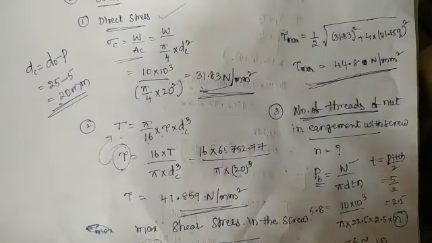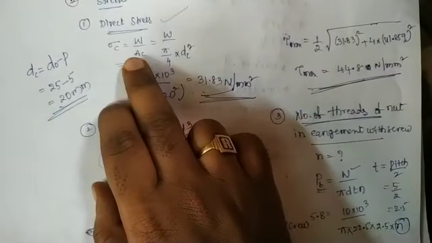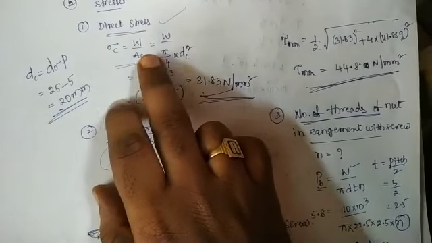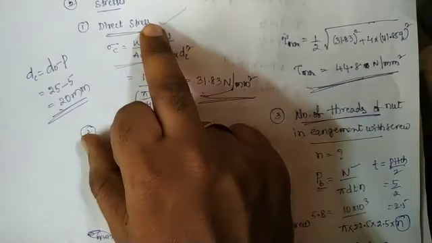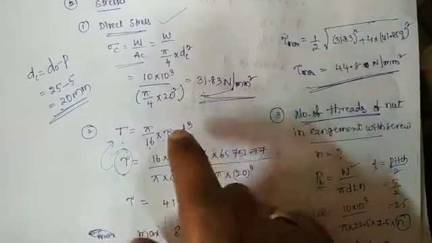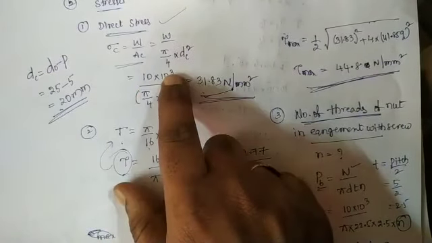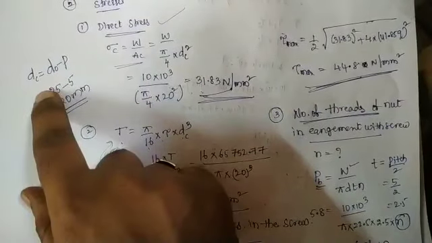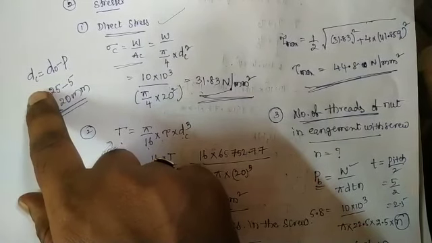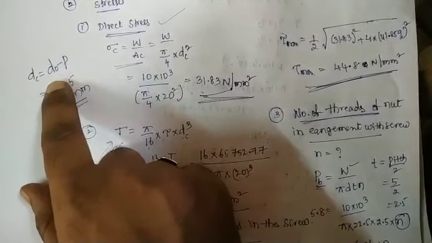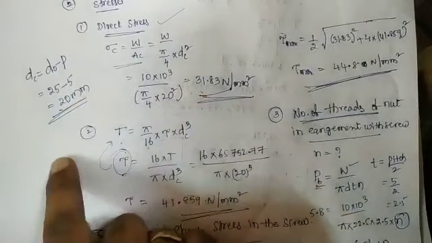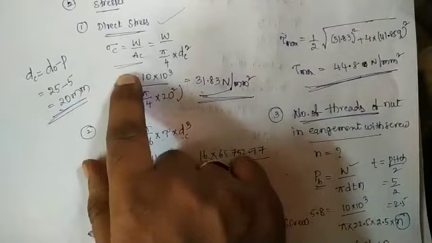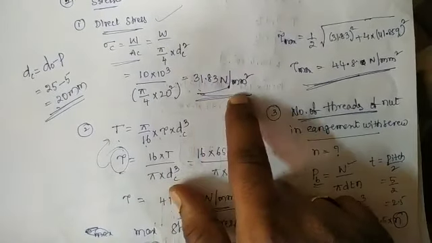Then the second condition, stresses. First calculate the direct stress. What is the formula of direct stress? Sigma C equal to W by AC. This formula is available in the data book. So sigma C equal to W by pi by 4 into DC square, where DC is the unknown value. By using this relation we can calculate DC, where DC equal D0 minus P, D0 is the outer diameter given in the question, and P means pitch. Substitute all the values in the sigma C formula, then sigma C equal 31.83 Newton per mm square.